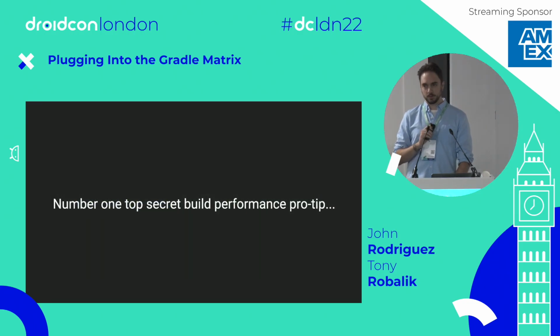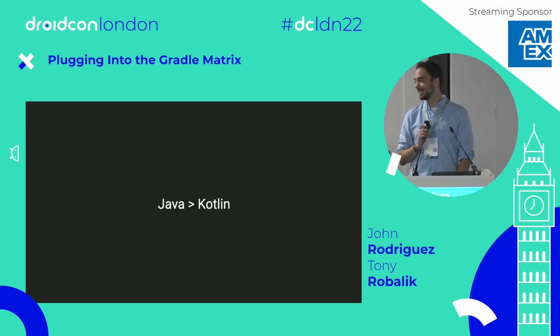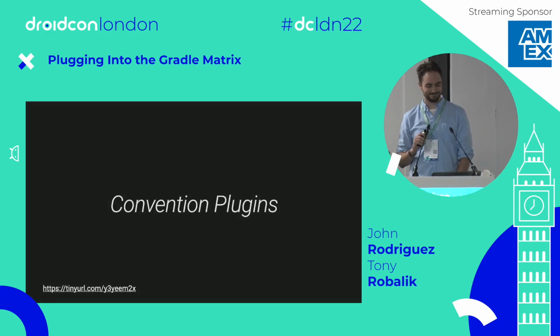And now, the number one super secret performance pro tip. So we love Kotlin. But we don't love Kotlin because of its build performance. That's all I'll say on that one. I think it's back to you, John.